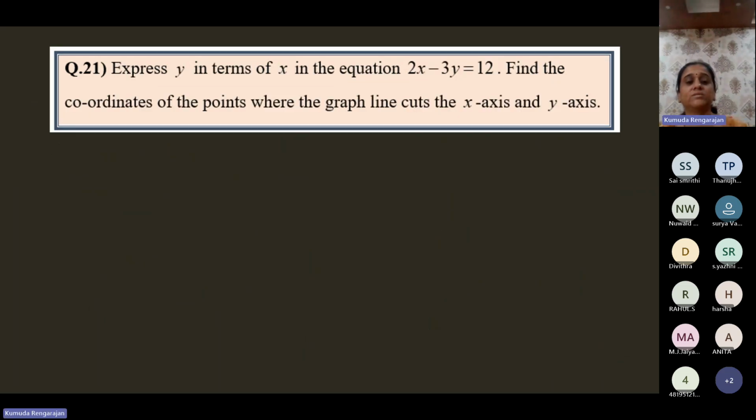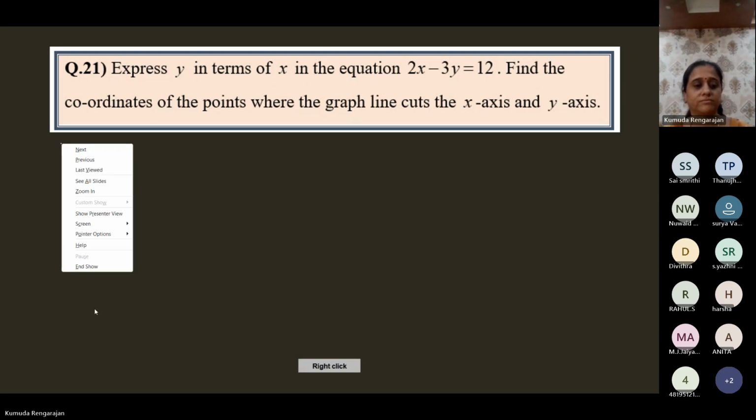Express y in terms of x in the equation 2x minus 3y is equal to 12. Find the coordinates of the points where the graph line cuts the x-axis and the y-axis.